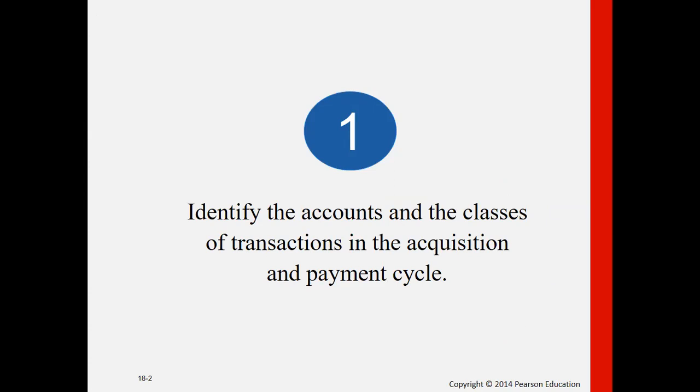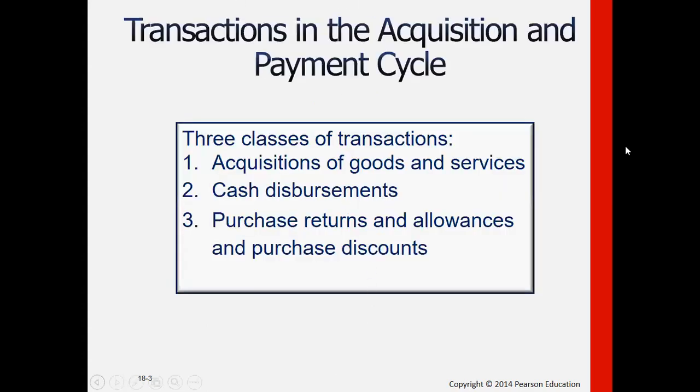First objective is to identify the accounts and the classes of transactions in the acquisition and payment cycle. If you can recall, when we discussed the previous two topics pertaining to sales and accounts receivable, we looked into the accounts that are affected and the classes of transactions as well. And this is similar to the acquisition and payment cycle. So we can see here that there are three classes of transactions.